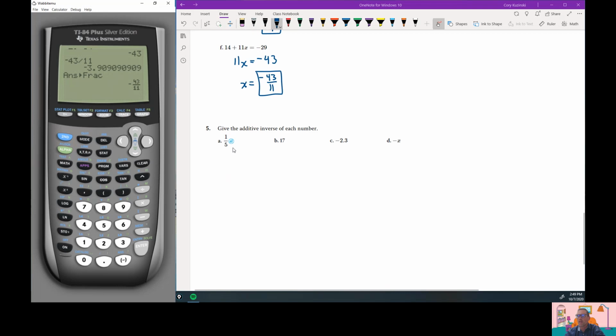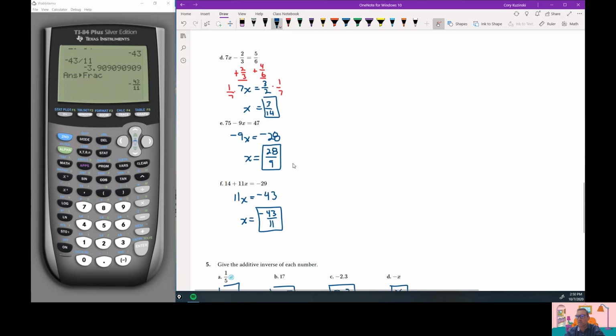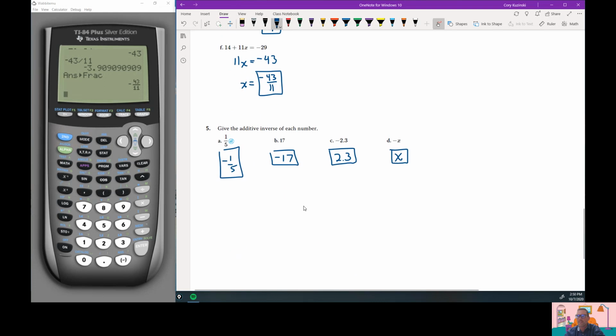Additive inverses. What number added to these numbers will give you 0? Negative 1/5 plus 1/5 is 0. Negative 17 plus 17 is 0. 2.3 plus negative 2.3 is 0. And x plus negative x is 0. So those are additive inverses. And we use additive inverses for most of the first steps to solve these equations.